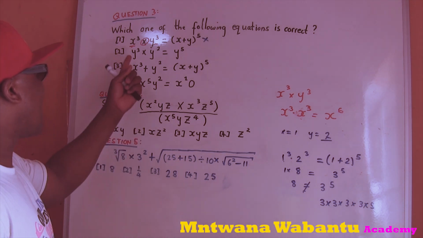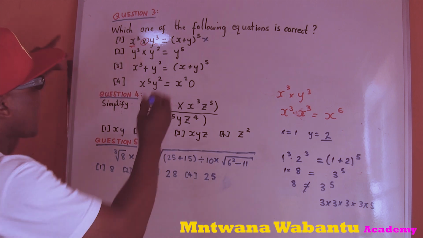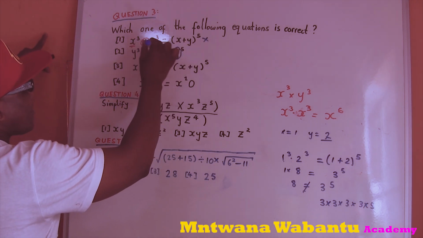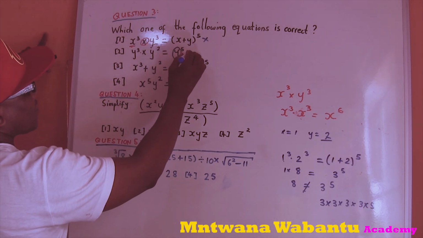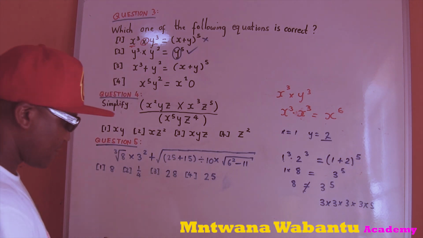We see, because the bases are the same, I'm only going to write one base, and then I'm going to add the powers. 2 plus 3 equal to 5. So this is true. Now we go for the next.